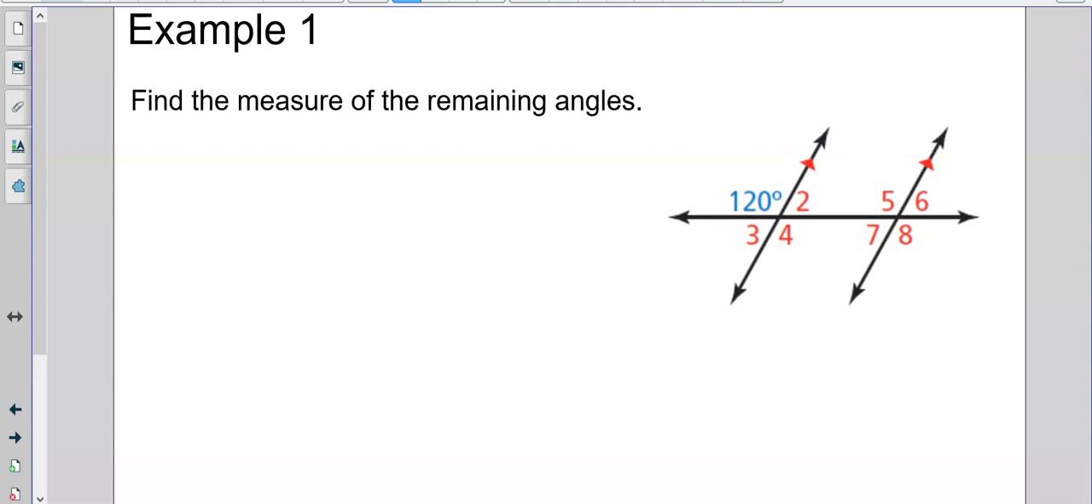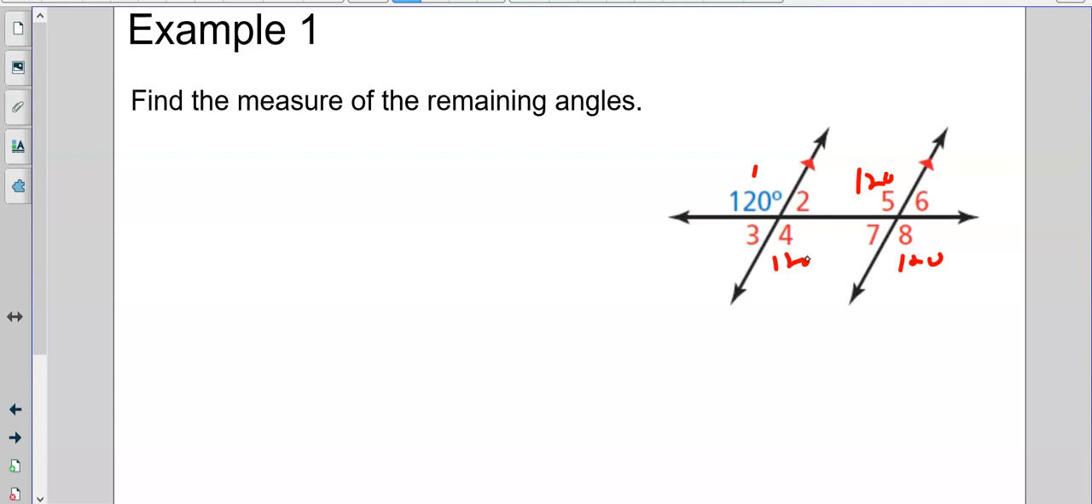Find the measure of the remaining angles. Well, think about it. We know that 1, this is angle 1 up here, and 8 are congruent, right? Well, we also know 1 and 5 are congruent because they are corresponding. But also 5 and 8 are equal because they're vertical angles. And then 4 is also 120, multiple ways. 1 and 4 are vertical angles, so they're equal. 4 and 5 are alternate interior, so they are equal.